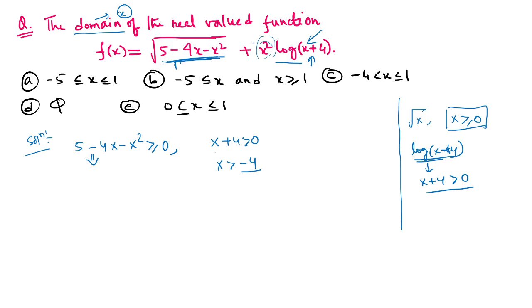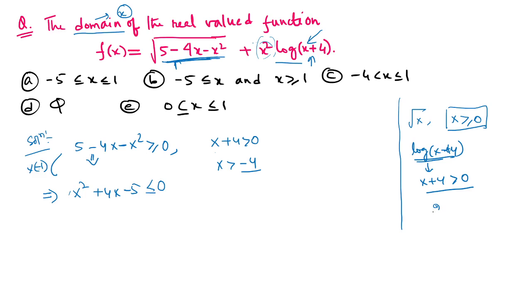Now this is a quadratic equation, so let's solve it. Taking minus common, we get minus x square, so it becomes minus x square plus 4x minus 5. Since we multiplied by minus, the inequality sign changes, so it will be less than.